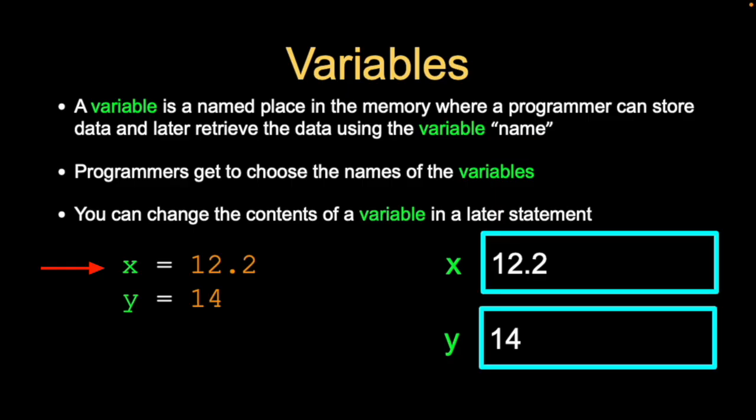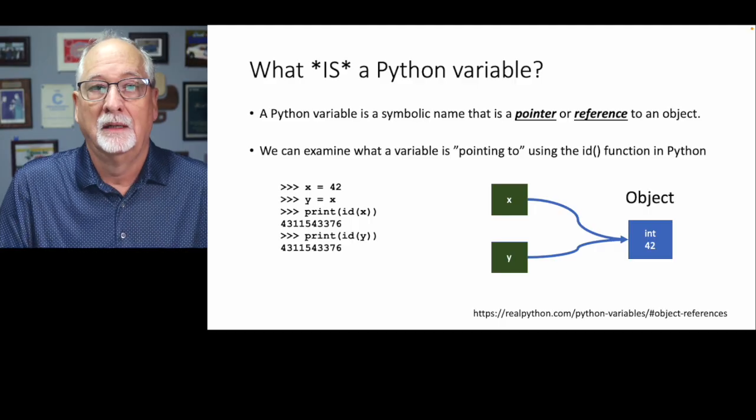So x equals 12 takes a little drawer, labels it x, puts a 12 in there. y equals 14 puts a 14 in a drawer and labels it y. But then if you change it, like x equals 100 later, that replaces the value 12 with the value 100.